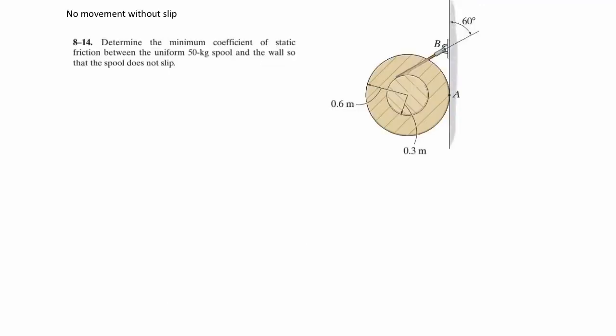All right, here's another spool problem. This one is tied to the wall here. And again, this is a no movement without slip scenario. And you can kind of see what would happen if there isn't enough friction. It would rotate and fall. It would rotate, fall, and then it would slip here at point A.